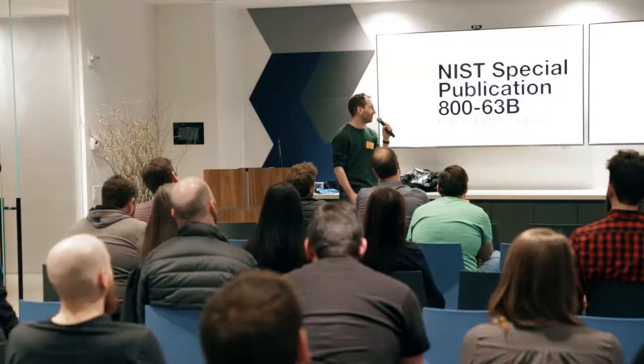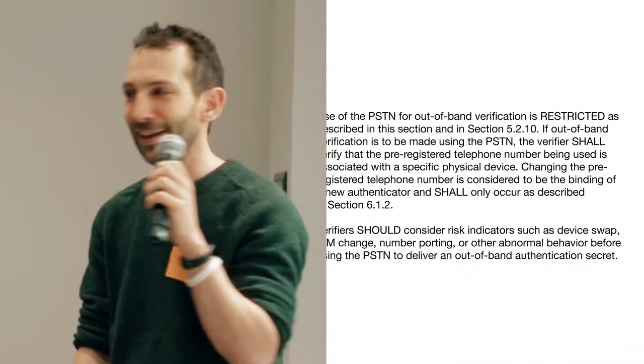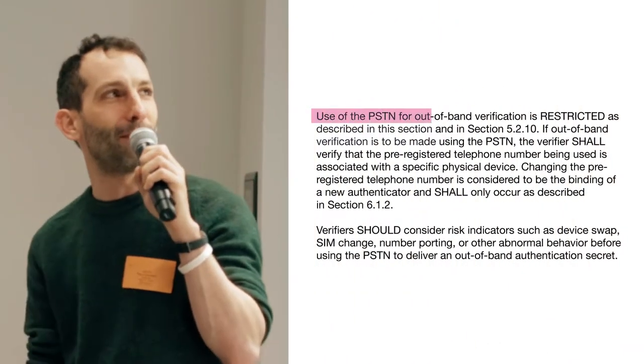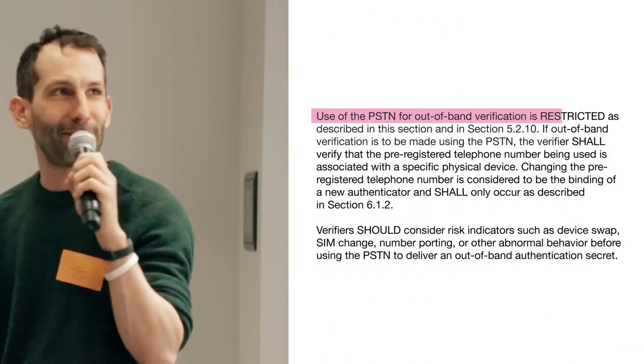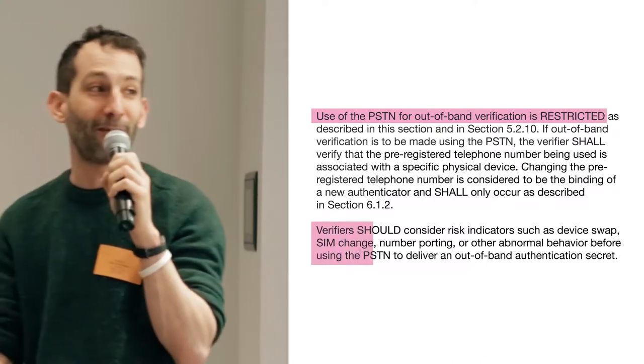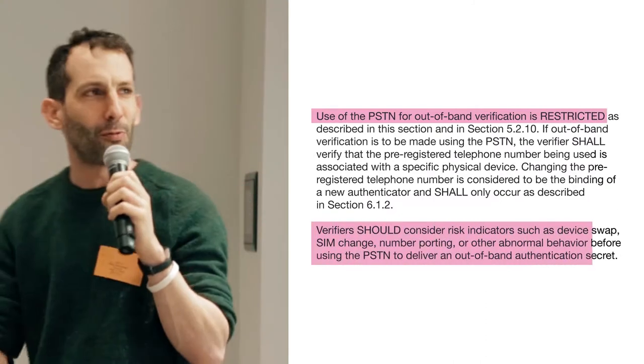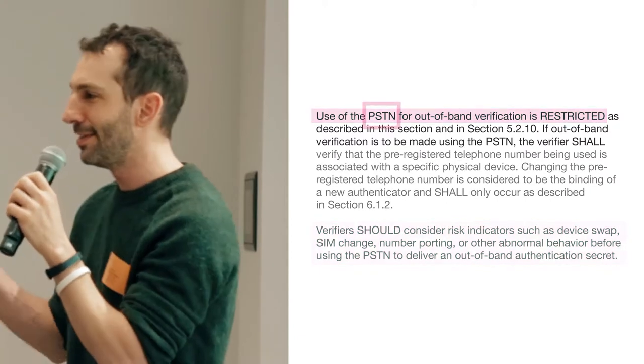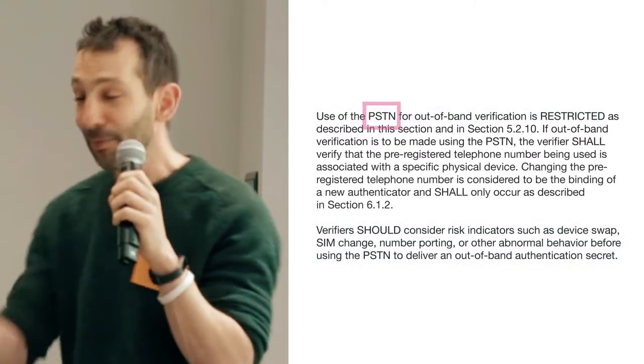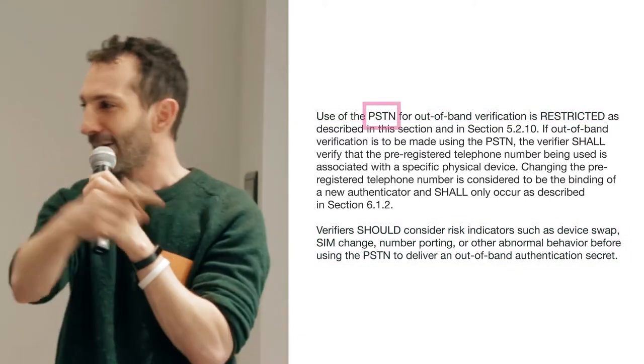And they issue these really interesting sounding bulletins, like NIST Special Publication 800-63B, the Digital Identity Guidelines. And if you look in there, you find this, and it says, use of the PSTN for out-of-band verification is restricted. And it says, verifiers should consider risk indicators. So what does this mean? The PSTN, that means the public switched telephone network. That means phones. What they're saying here in a lot of bureaucratic language is don't send codes over phones. This is bad.